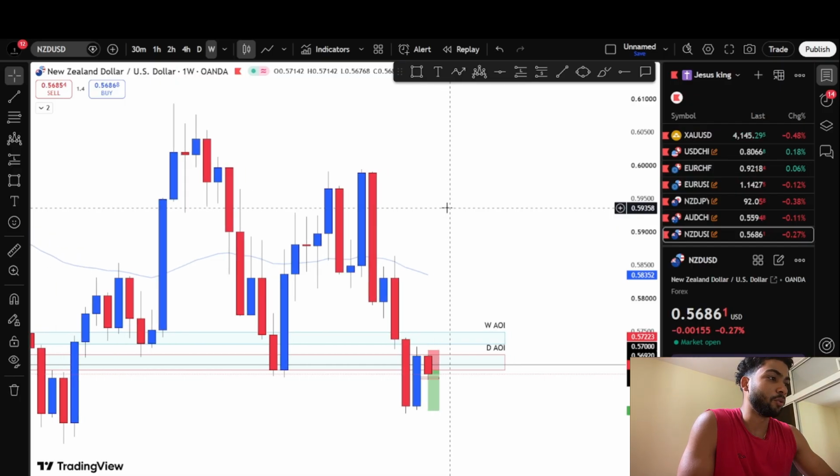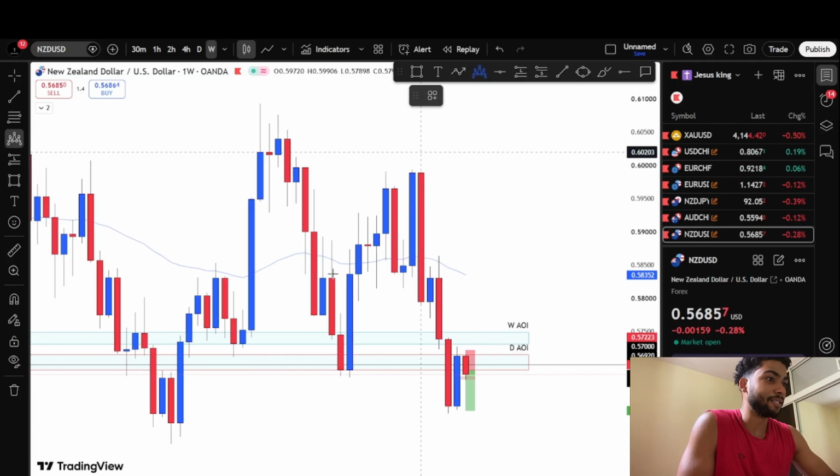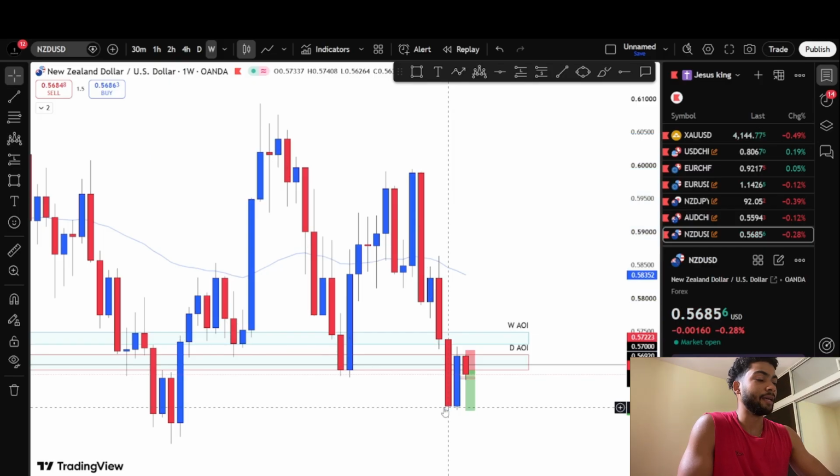So on the weekly time frame, we are bearish. This is the lower low. This is the lower high. I'm seeing this beautiful head and shoulders here, this left shoulder, head and right shoulder. And the reason why I like the head and shoulders so much is because the head and shoulders is indicating to me that the trend is going to shift.